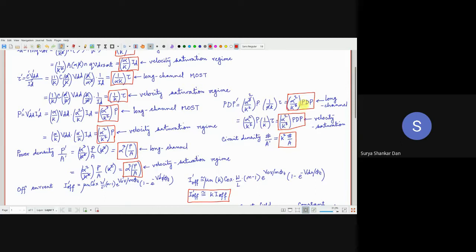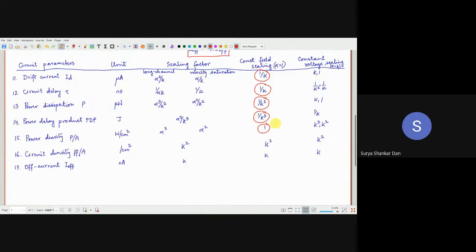Wow. So first of all, even using alpha and K, we understand that they are the same factors. As far as power delay product is concerned, it is always alpha square by K cubed. Now, clearly, if you put K equal to alpha, that is constant field scaling, again you notice it becomes 1 upon K cubed. Excellent, right?